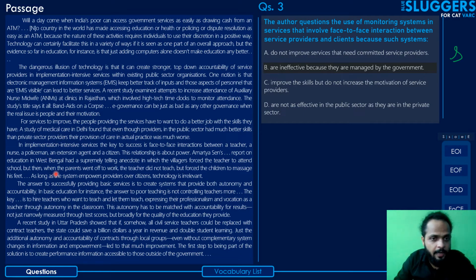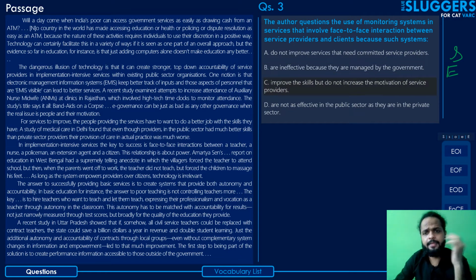Now if by chance some of you drew this inference from the part where the author talks about the Delhi medical care case, right? He says that there's a study of medical care in Delhi found that even though providers in the public sector had much better skills than private sector providers, their provision of care in actual practice was much worse. So although this juxtaposes the public and the private sector, the point of differentiation here is not that one is public and the other is private. The point of differentiation here is that one is motivated and the other is not motivated. That's what he's trying to say here. So please, I hope no one fell for this just because of this point of reference. So the second option can be eliminated very easily.